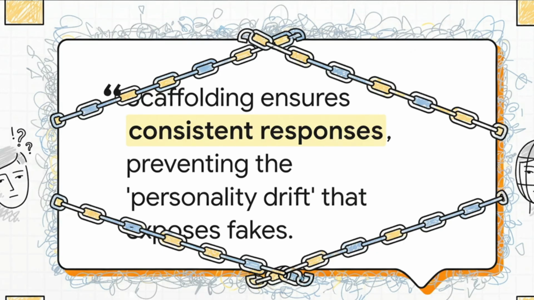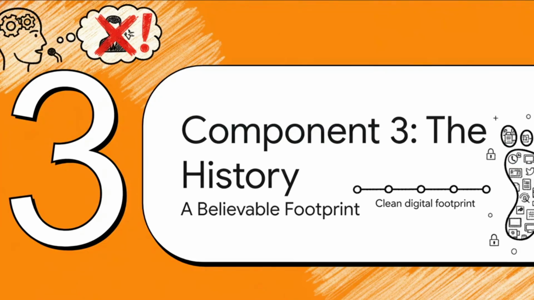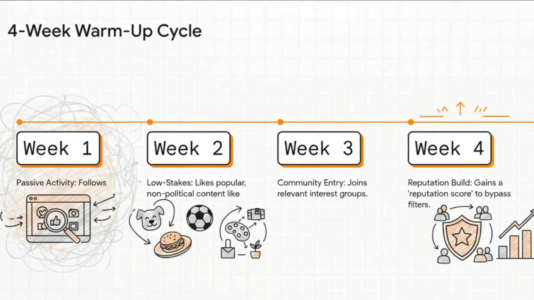Okay, we've got a face and we've got a mind, but a brand new account that just suddenly pops up and starts talking about politics, that's a massive red flag. So the final component is to manufacture a believable life history, a clean digital footprint. And this is done through a totally automated process called the warm-up cycle. It's this carefully planned 4-week schedule of just acting normal.